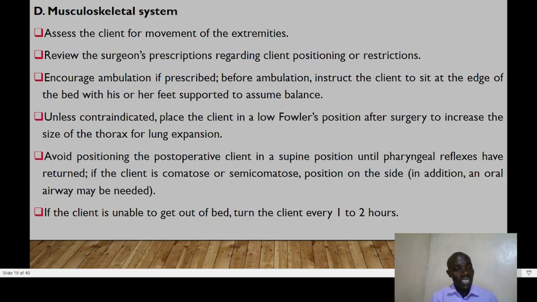Unless contraindicated, you need to place these patients in a low Fowler's position after surgery to increase the size of the thorax for the lung expansion.